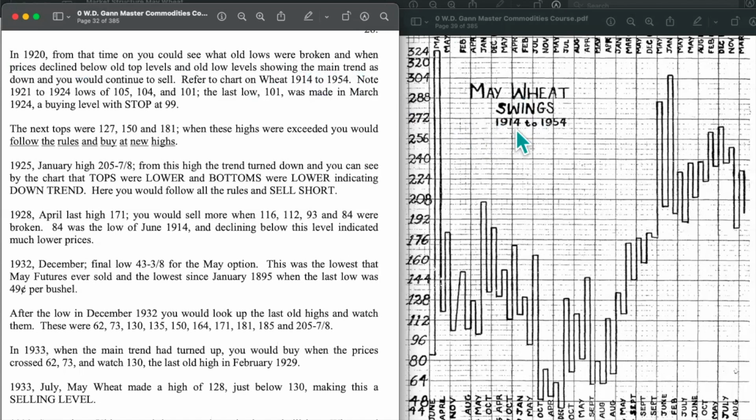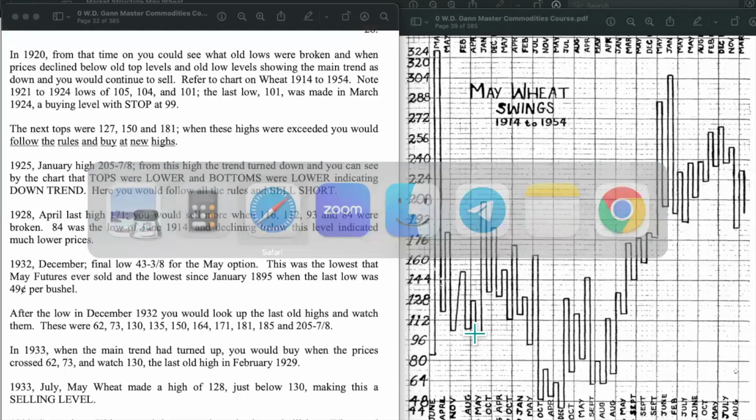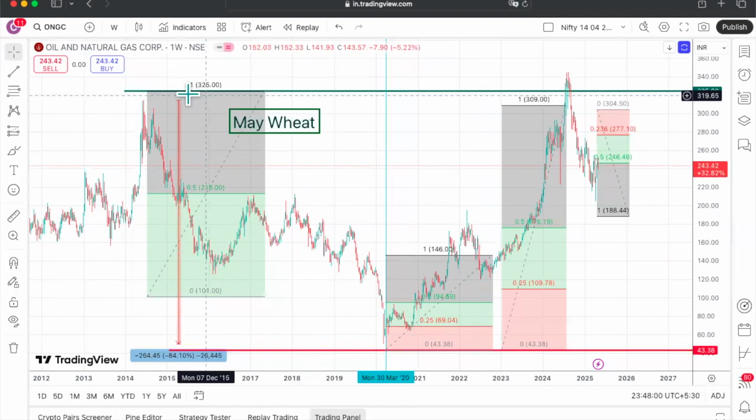So this is the chart which has been shown over here. Note 1921 to 1924 lows of 105, 104 and 101. The last low was 101. So this is the last low which it has come down to. This is 101, just above 96 and between 96 and 112. So we'll assume that this is 101. Let's plot this on the chart also. If we look on the chart, we have marked over here 325, and from this the bottom is 101.